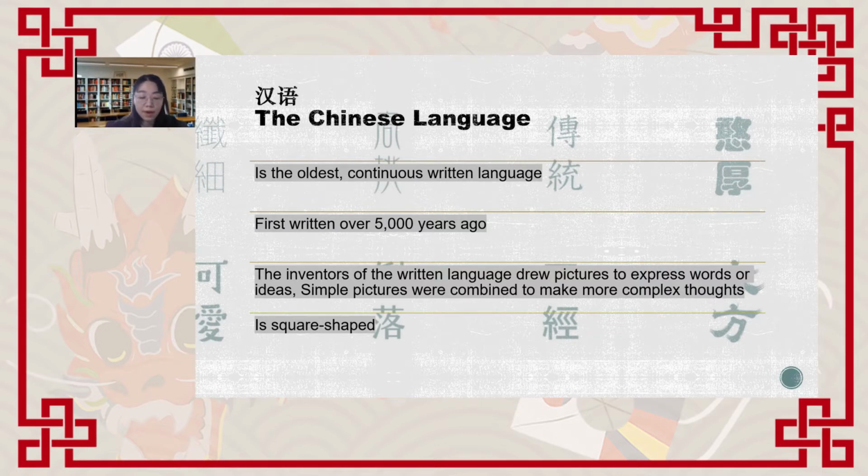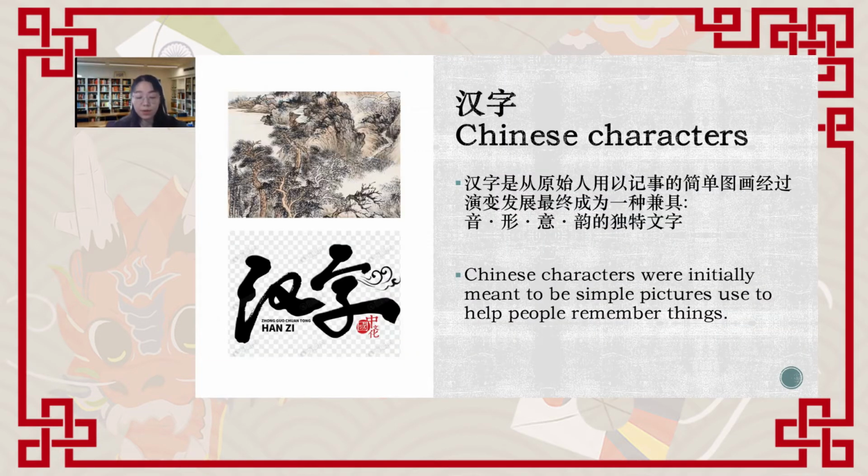First written over 5,000 years ago. The inventors of the written language drew pictures to express words or ideas. Simple pictures were combined to make more complex meanings. Written language is a virtually simple system, which is based on the spoken language, so the character's function is to convert the spoken language into the written one. Also, Chinese character is square-shaped. As with all other characters in the world, the Chinese characters record the Chinese language from the beginning.